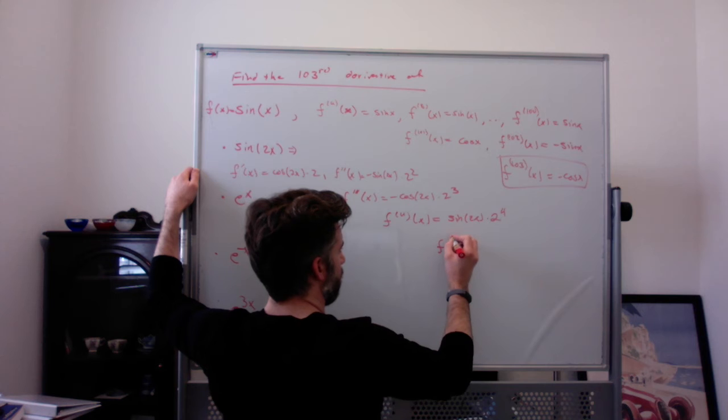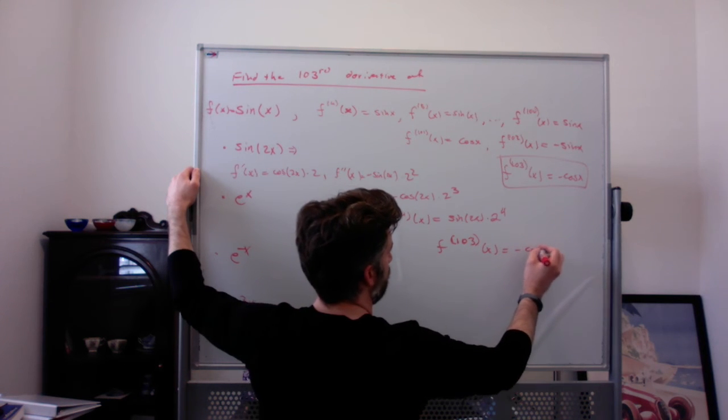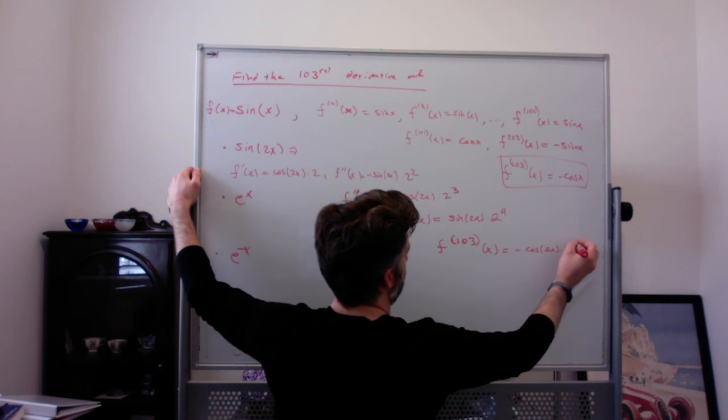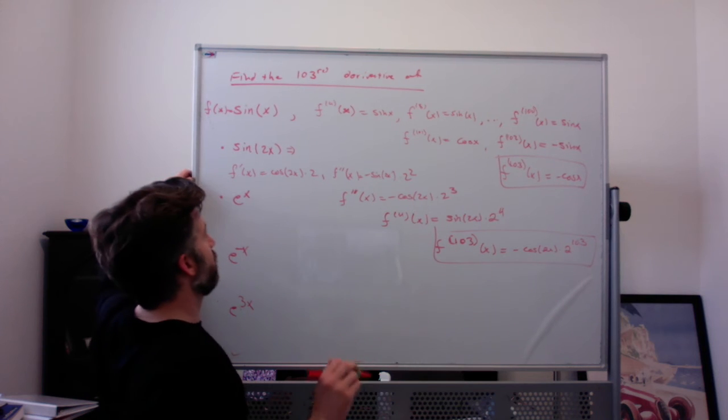Sorry, my writing is getting terrible. So it's negative cosine of 2x times 2 to the 103rd power. That would be the 103rd derivative of sine of 2x.